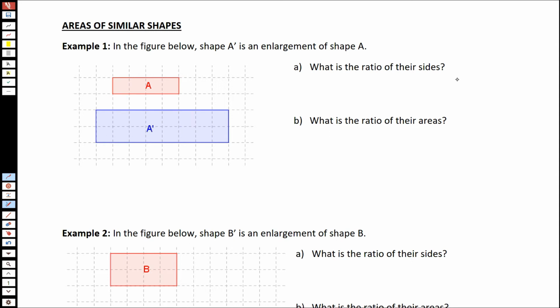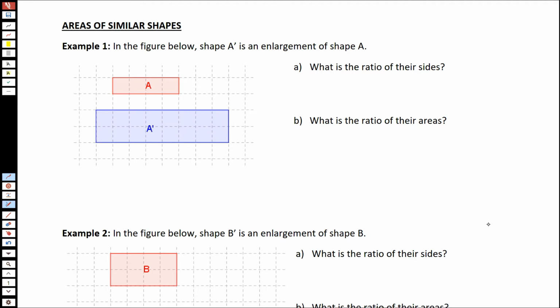In this video, I'm going to discuss areas of similar shapes. This is very related to what I discussed last time, which is basically similar shapes and properties of similar shapes. So before I proceed, I just want to remind you about what a scale factor is and the relationship between a scale factor and an enlarged shape and the original shape.